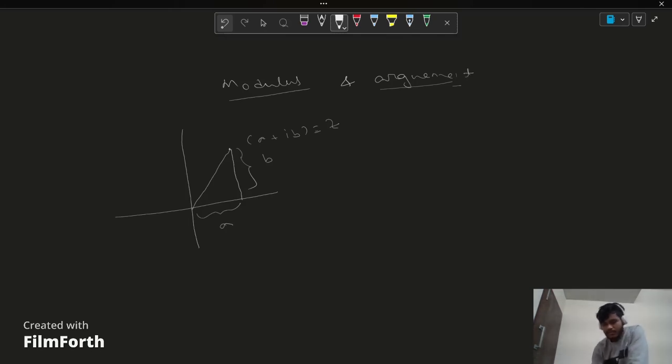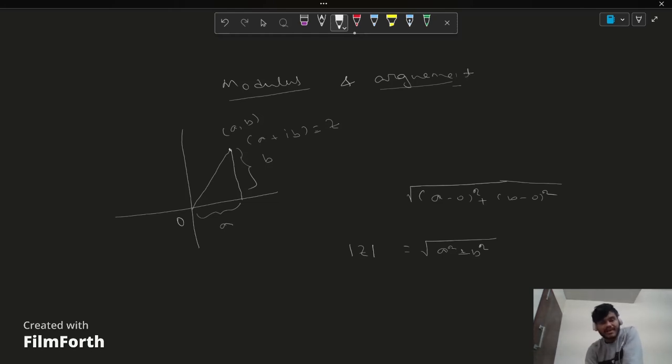Now I have previously told that the Argand plane is similar to R square. Now we know what is the distance between a point (a, b) and the origin, right? That is root under (a minus 0) whole square plus (b minus 0) whole square, that is root under a square plus b square. This is called mod z, the modulus of z.